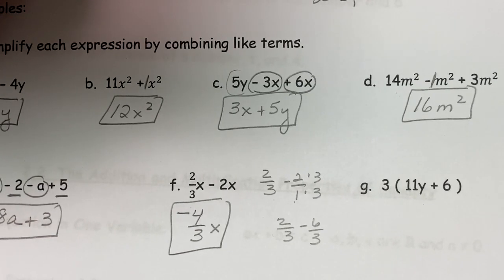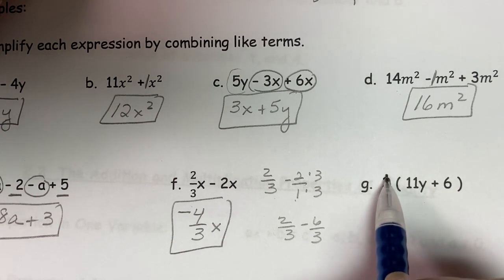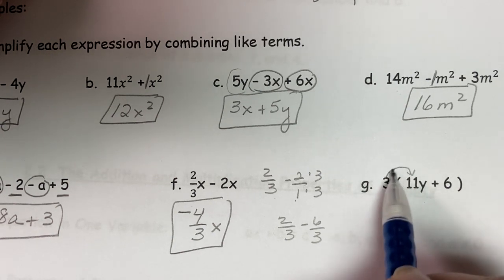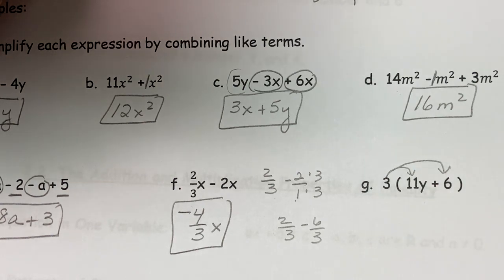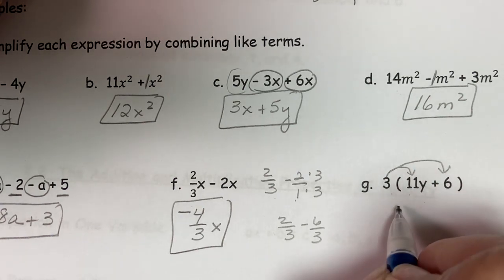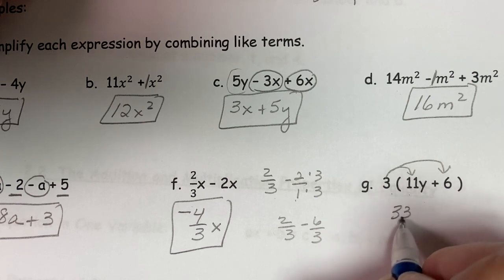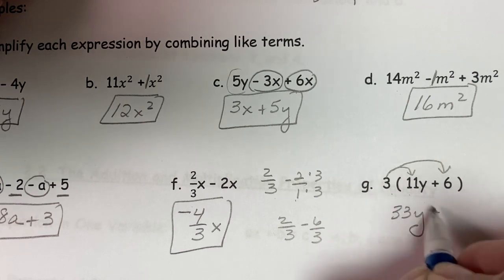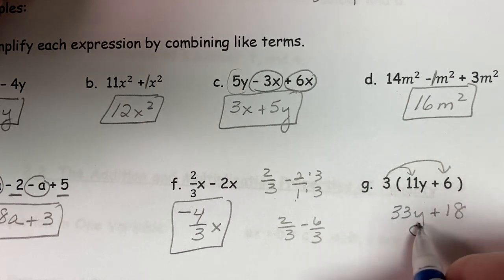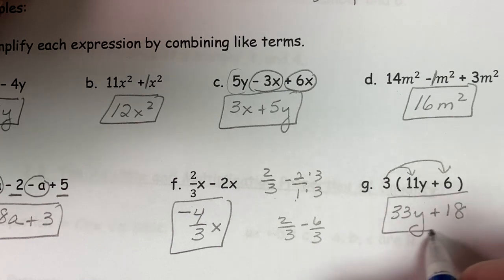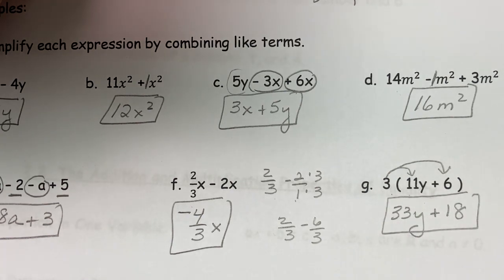Now let's combine some things that we had in the previous chapter here. You can see where the first thing I would have to do to simplify is to remove the parentheses. And I'm going to do that by using my distributive property. So 3 times 11y would be 33y. Plus 3 times 6 is 18. These are not like terms, so you cannot combine them. So that's as simple as it gets.